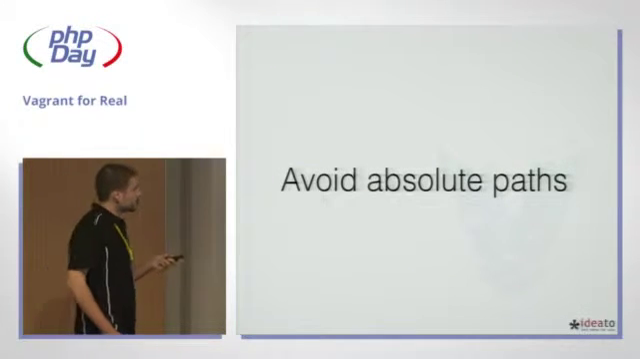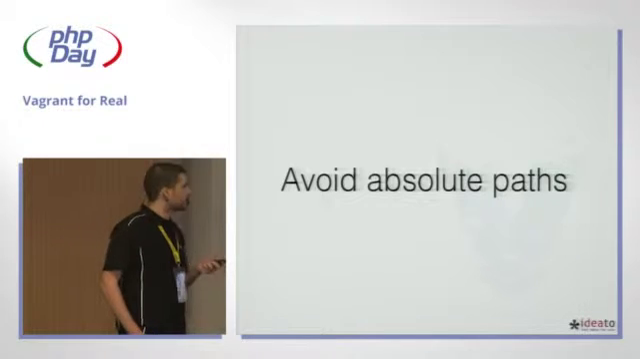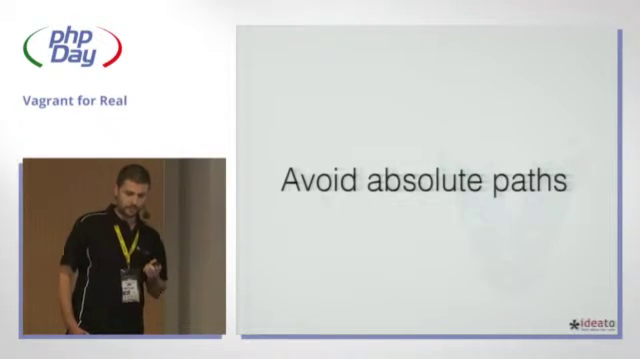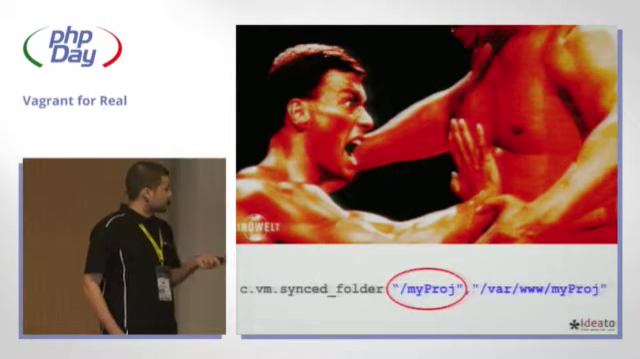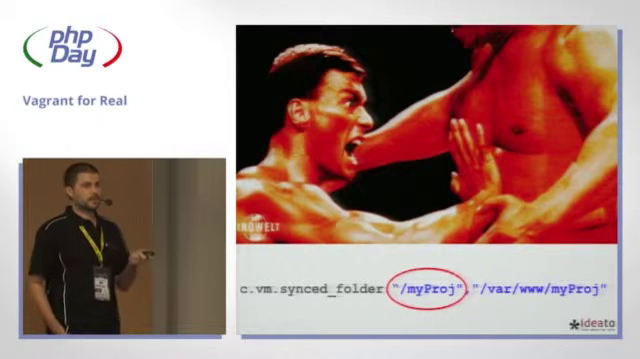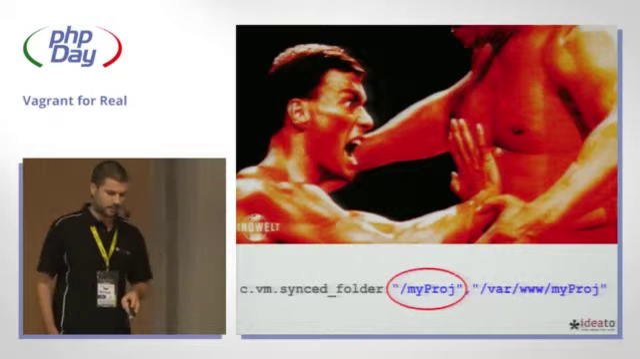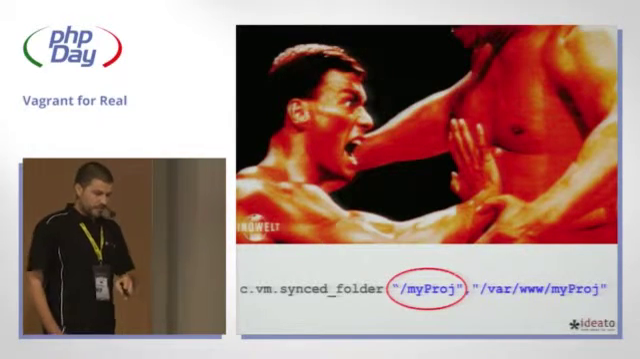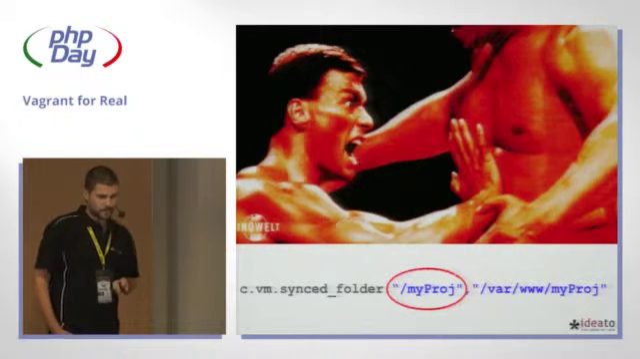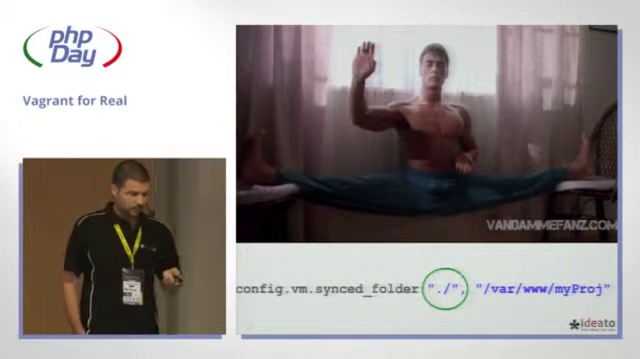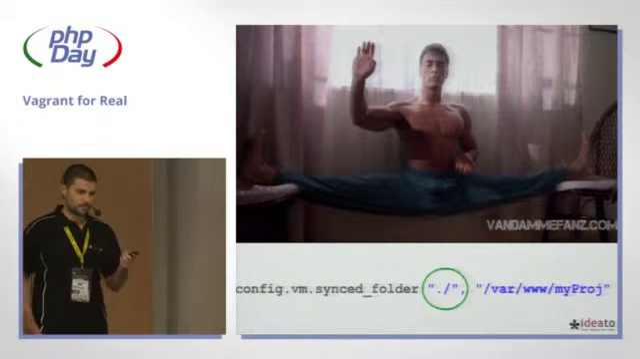Always for portability reasons, you should avoid using absolute paths in your Vagrant configuration. For example, this configuration is wrong because when someone else runs vagrant up and Vagrant doesn't find this path, Vagrant doesn't work. It's better to use relative paths and make your configuration more portable.